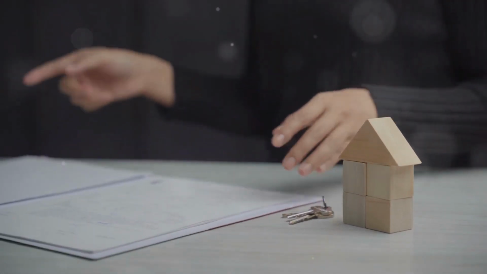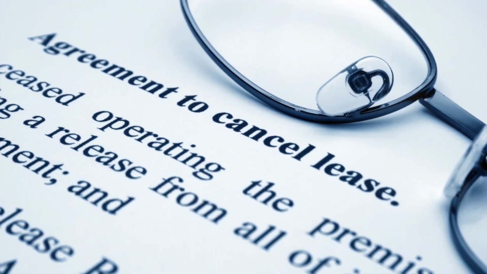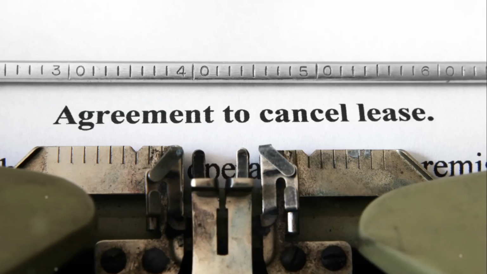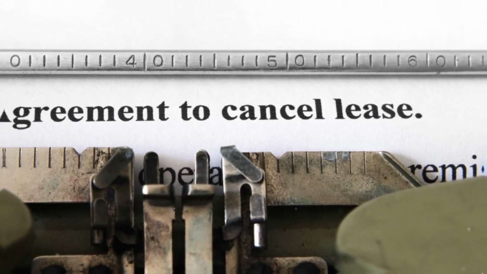Use of the property. Define the permitted use of the property, whether it's residential, commercial, or something else. Also, it's important to prohibit any unauthorized or illegal use. Conditions for early termination. Include the conditions under which the lease can be ended early. This could be due to a breach by one of the parties or by mutual agreement.